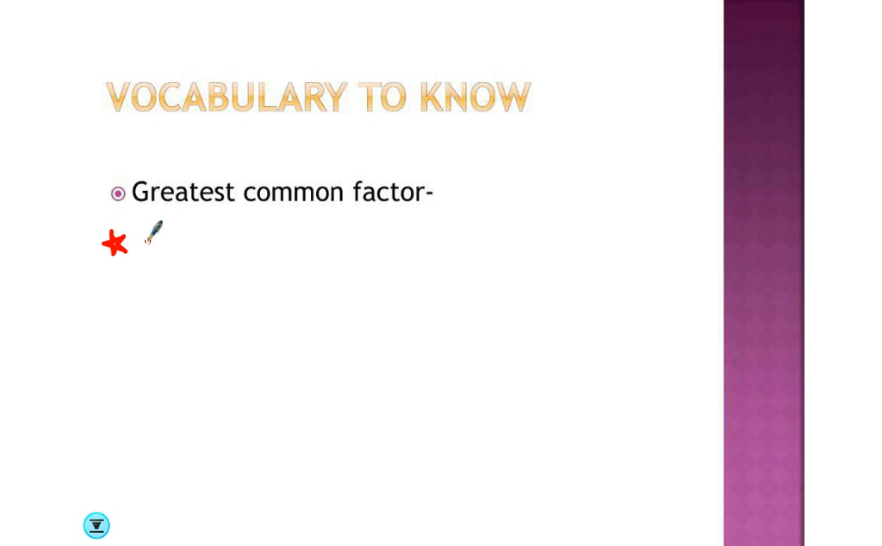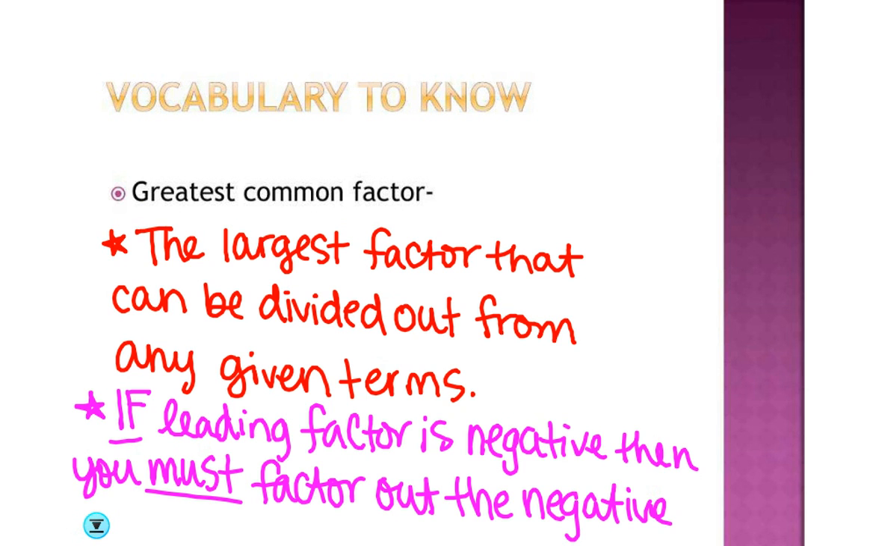GCF. I'm going to go ahead and pause the note video for just a second. Alright, so go ahead and pause your note video if you need to and copy this down. But our greatest common factor is the largest factor that can be divided out from any given terms. And then one special note is if the leading term, this should actually say if the leading term is negative, then you must factor out the negative, and we'll see some examples of that.